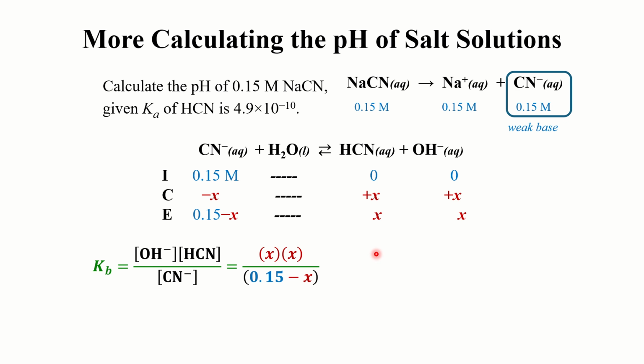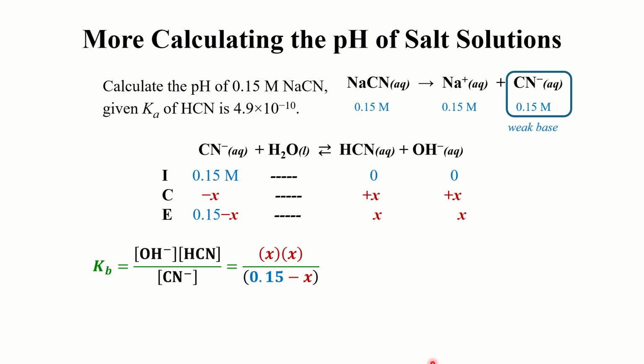Set up your Kb expression. Note that this should be a Kb expression because OH- is one of the products; CN- is a weak base, OH- is one of the products. So this is a Kb expression. Kb equals the concentration of OH- times the concentration of HCN divided by the concentration of CN-. Plug your values in, x, and 0.15 minus x.